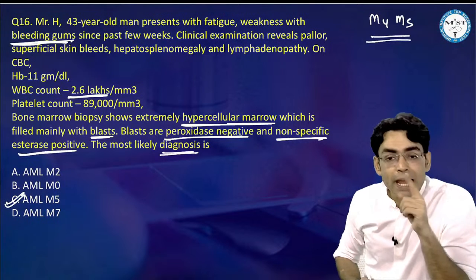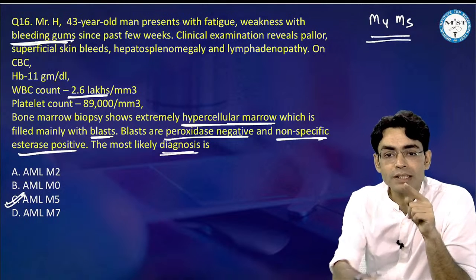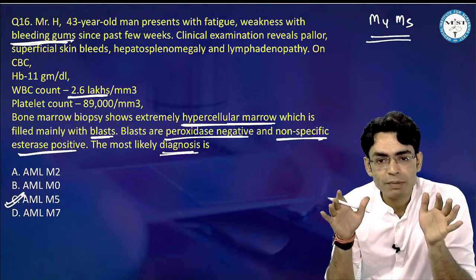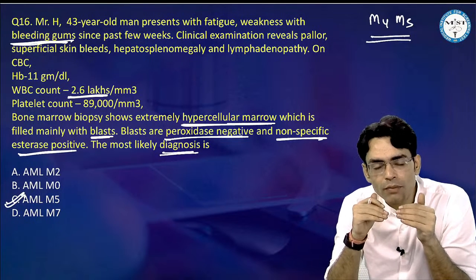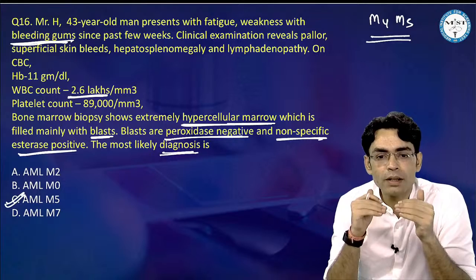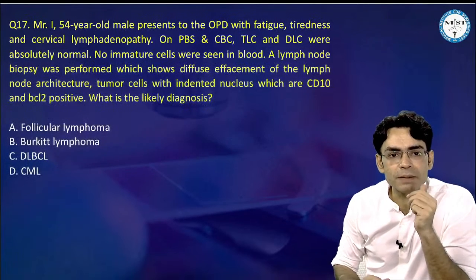C. M2, this is the most common type of myeloid leukemia. M0, this is the poorest prognosis myeloid leukemia. And when we are talking about M7, this is a myeloid leukemia which is associated with Down syndrome. Okay, so the correct answer is C.